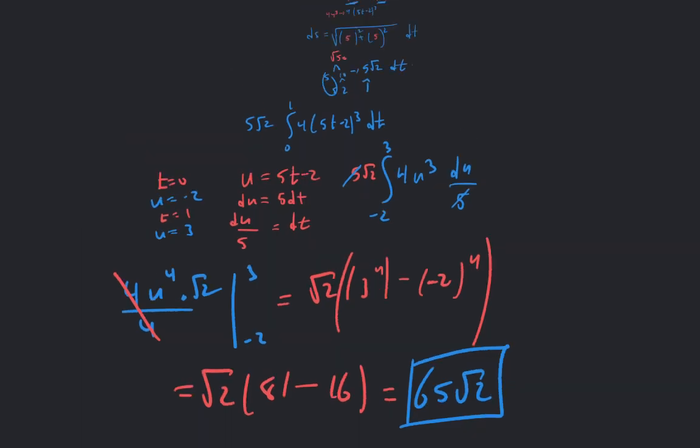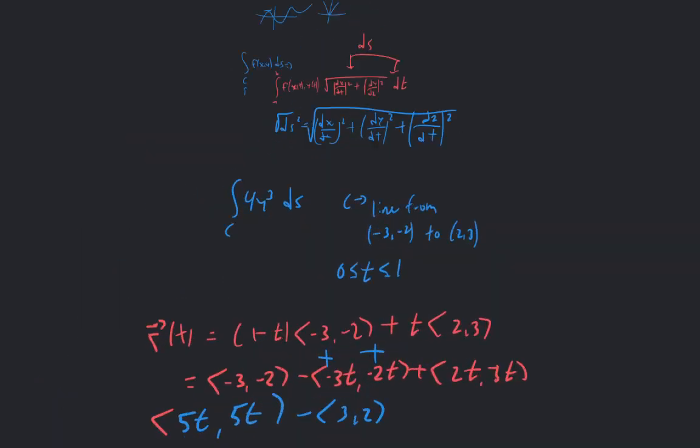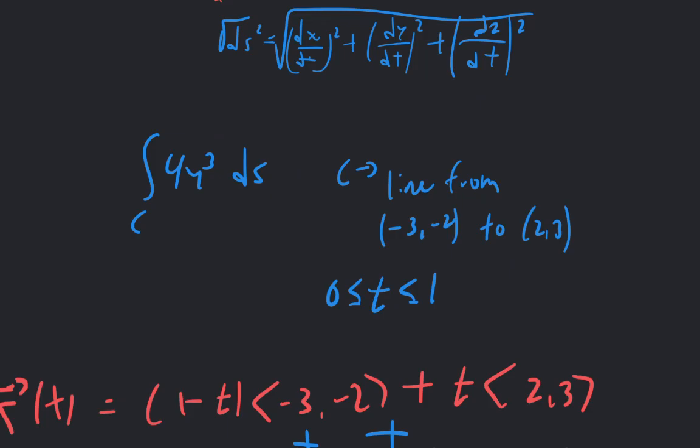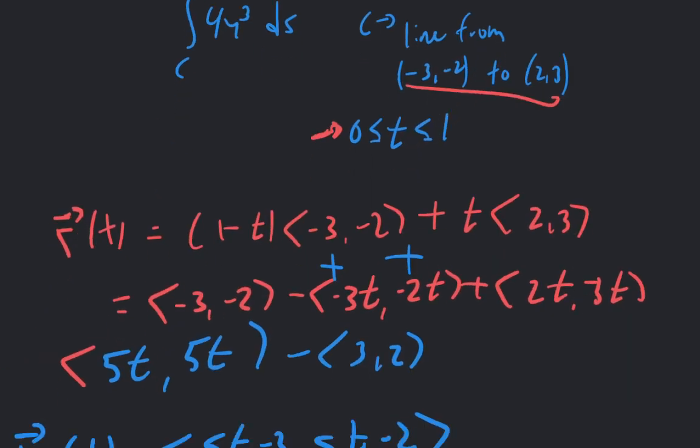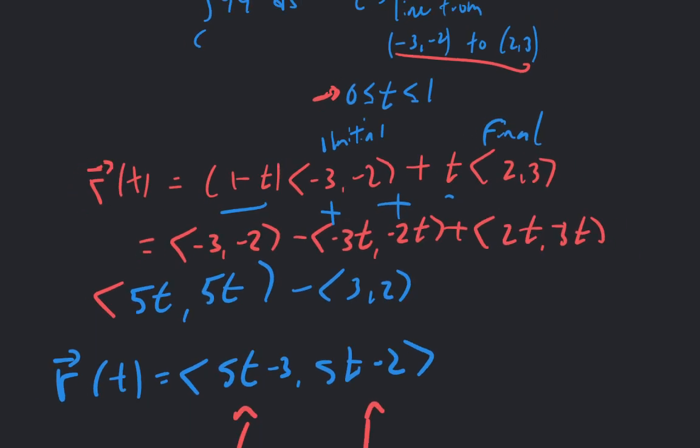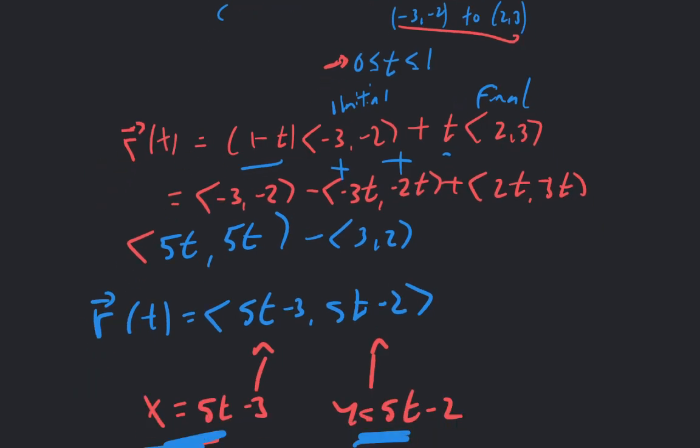Anyway, that's pretty much it. So what we did was we had this curve which ran from these 2 points and 0 to 1. We parameterized. This is the basic formula for parameterizing it. We have 1 minus t times the initial point plus t times the final point. We find all the constants. We combine. We get r of t.